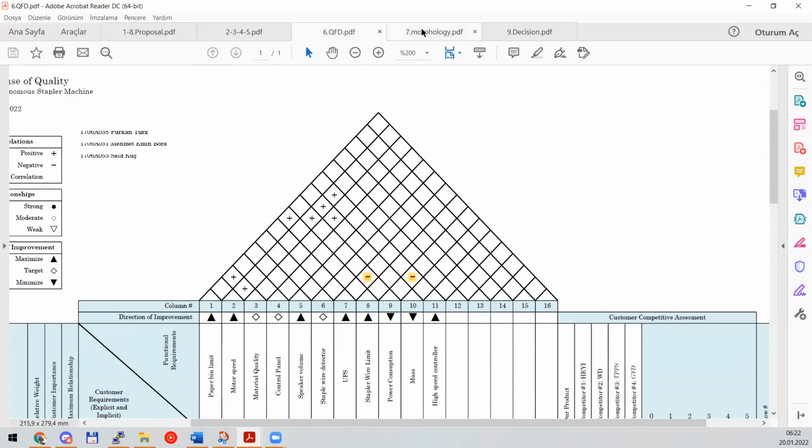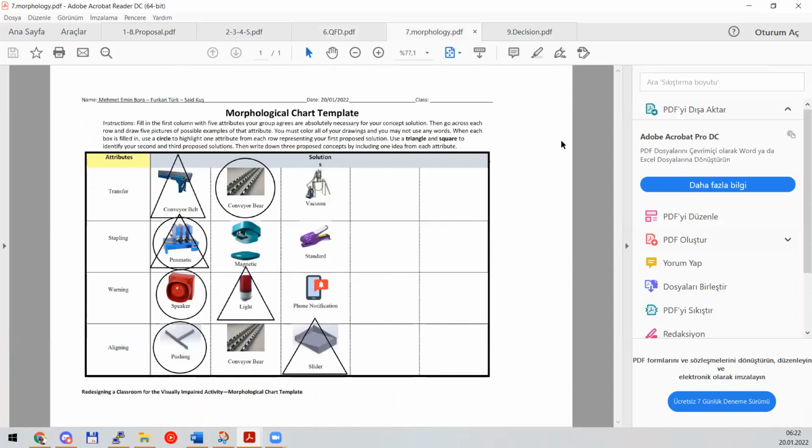Let's talk about the morphological chart section. In the morphological chart section, you can see the ideas we produced for transfer, stapling, warning, and aligning topics that we wrote in the attribute section. Our design is the one marked with a circle. The one marked with a triangle is our second design. Thank you for listening to me.